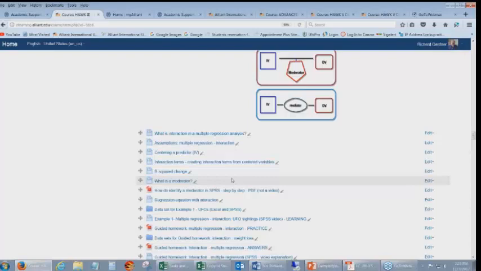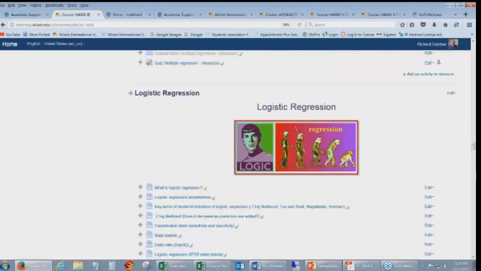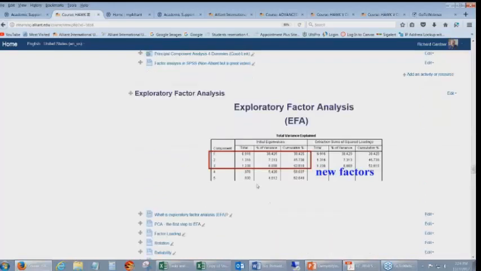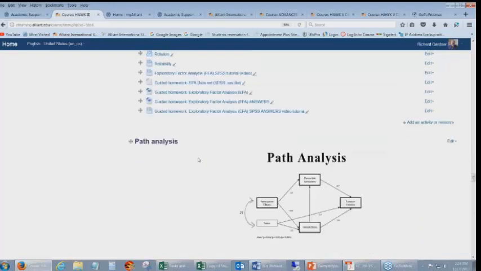Factor analysis. So if they're going to write a survey, they need to check out the factor analysis, the exploratory factor analysis. I have a confirmatory factor analysis, but I'll be honest with you, only one person in 10 years has asked me, so it's not worthy of me putting a lot of time in because nobody's using it.